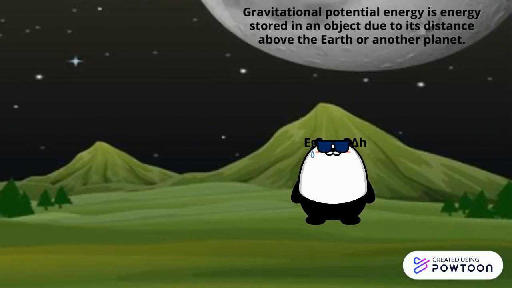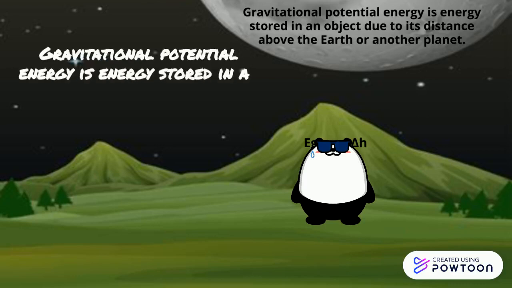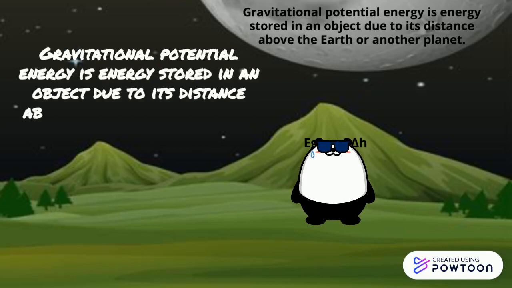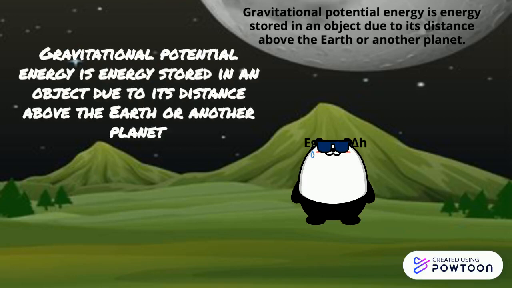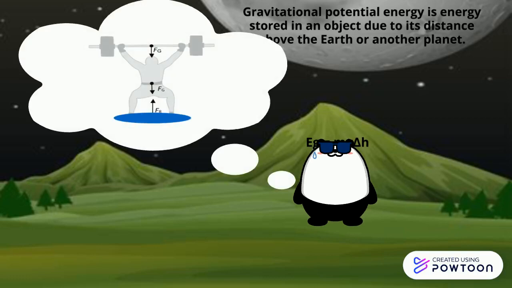We are now at the field of gravity. To learn about gravitational potential energy, look at the moon. It says that gravitational potential energy is energy stored in an object due to its distance above the surface of Earth or another planet. An example I came up with is lifting weights.